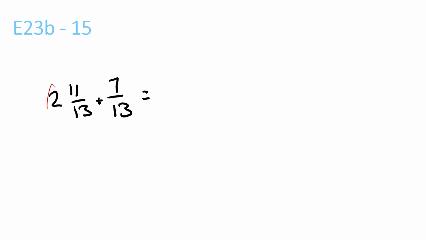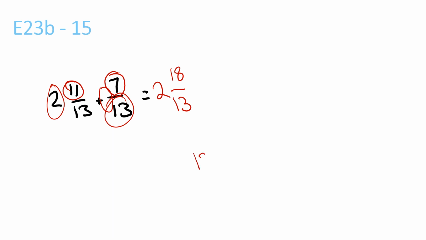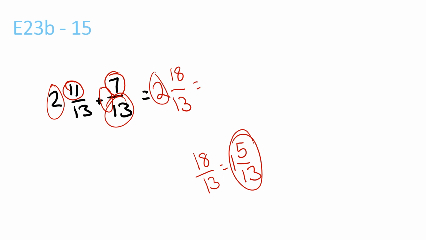Final question. 2 plus nothing is 2. 11 plus 7 is 18 over 13. 18 over 13 is equal to 1 and 5 over 13. 1 and 5 over 13 plus 2 is equal to 3 and 5 over 13.